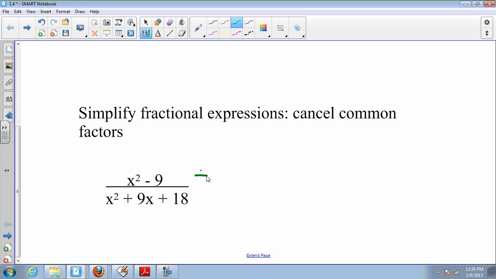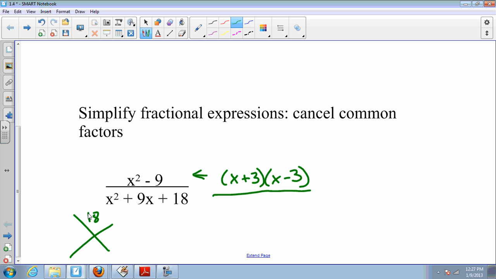So we see right here in the numerator, x squared minus 9, that's the sum and difference pattern. X plus 3 times x minus 3. Over x squared plus 9x plus 18, that's a trinomial. What multiplies to 18 and adds to 9? That's 6 and 3. So it goes to x plus 6 times x plus 3. We are now in factored form.